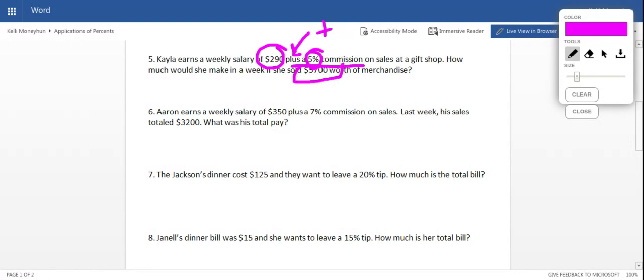So whenever you're finding commission, you need to find the 5% of how much she sold. That's my X. And then you're adding it to the salary.